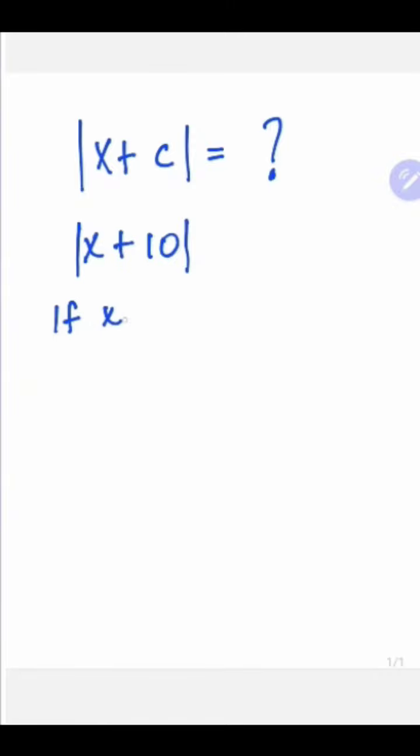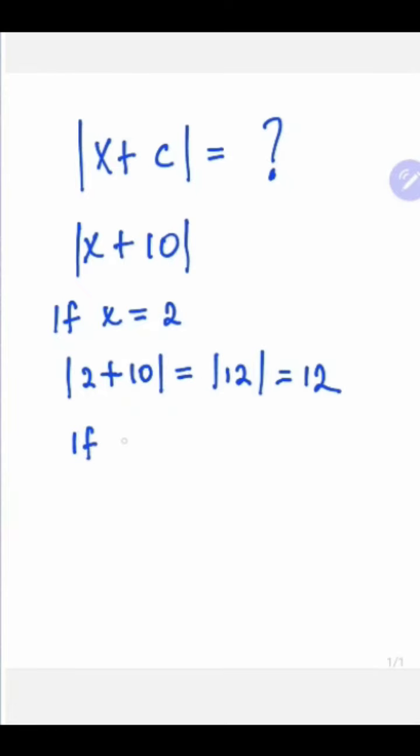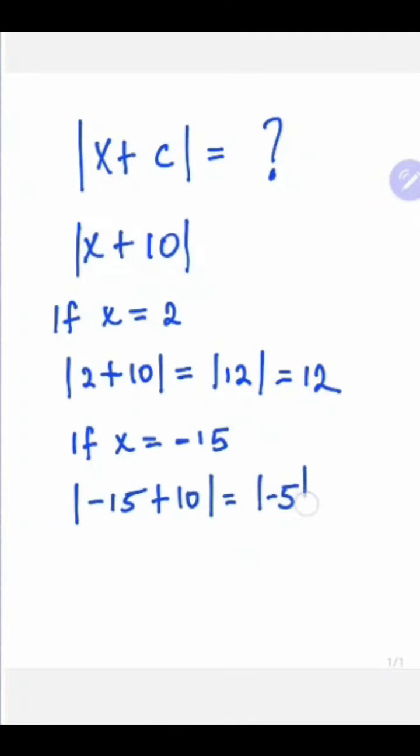For example, if x equals 2, then x plus 10 equals 12, which is positive, so the absolute value is 12. If x equals negative 15, then x plus 10 equals negative 5, so the absolute value is 5. Remember, you ignore the negative sign.